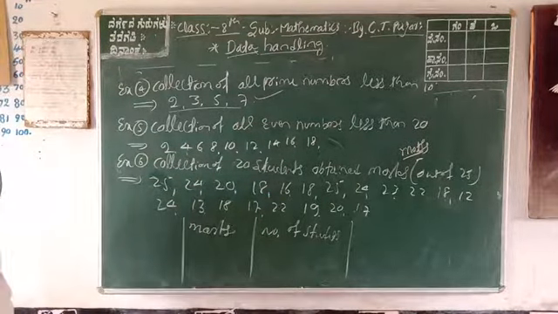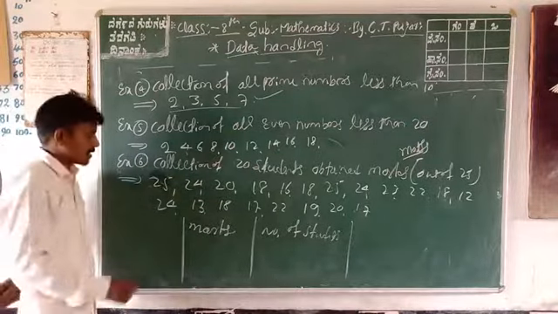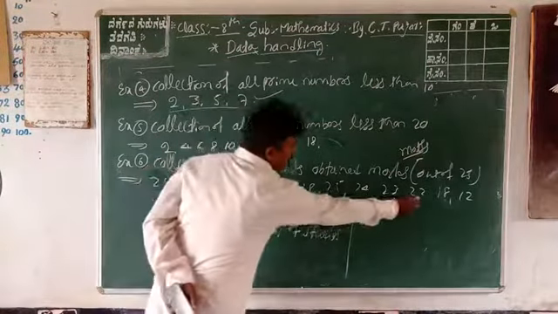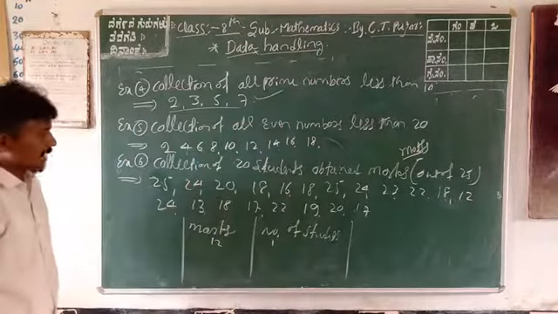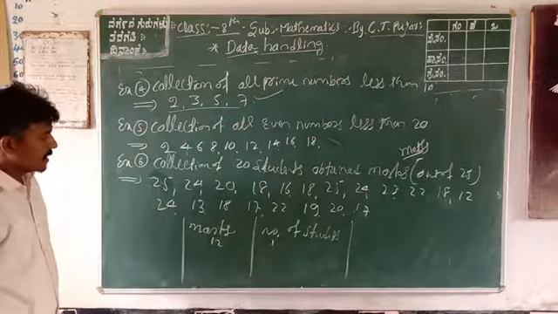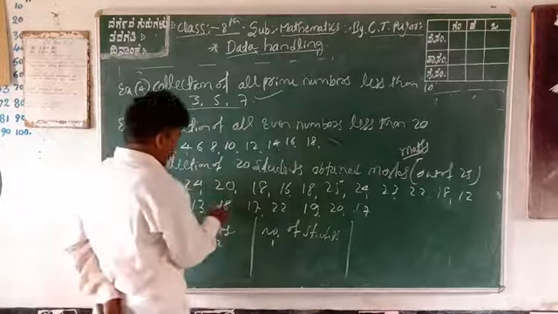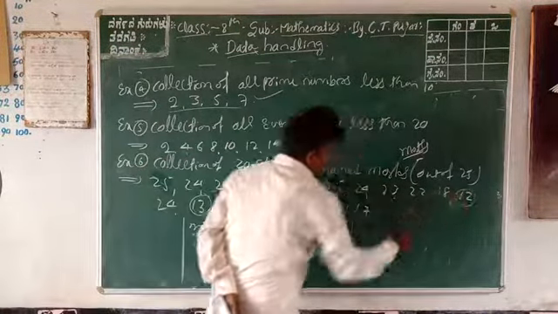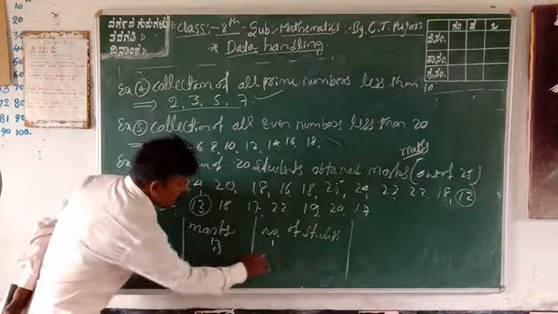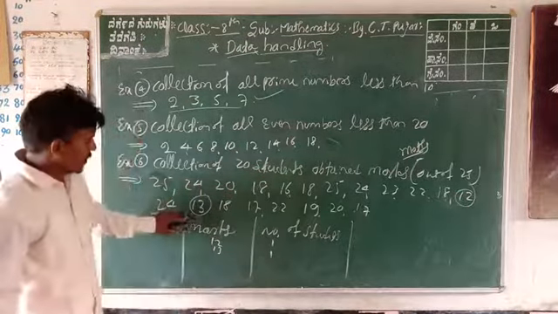Which one is the smallest mark? 12 is the smallest mark, and only one student has 12. What about next? After 12, next is 13. 13 also has only one student. You can write this in a systematic way.